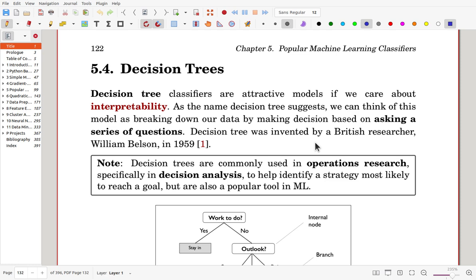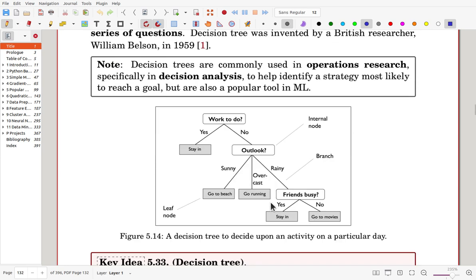It was invented in 1959. Decision trees are commonly used in operations research, and also they are quite popular in machine learning. Let's look at a typical decision tree.